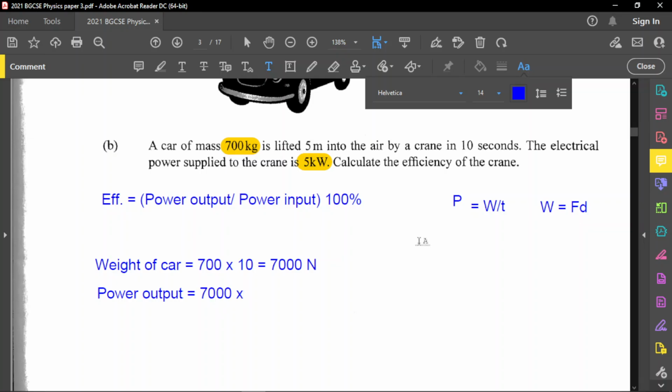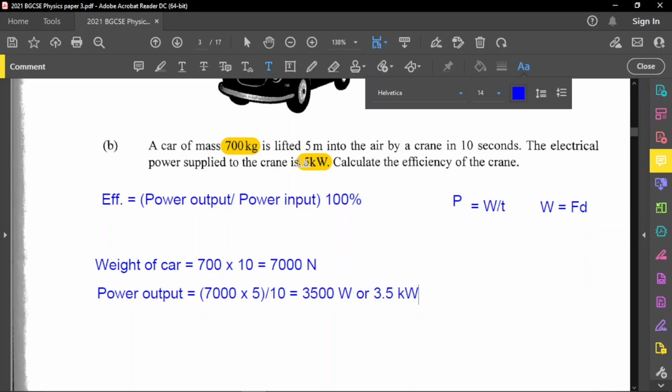So the power is going to be work, which is the force, which is 7,000, multiplied by 5 meters, which is the distance, and all of this divided by time. And so the time given there is 10. So this divided by 10, what you will get is 3,500. So it's going to be 3,500 watts. You can also calculate this in kilowatts. If you divide by 1,000, what you get is 3.5 kilowatts. All right, so that's our power output.